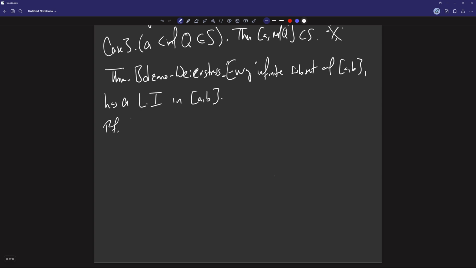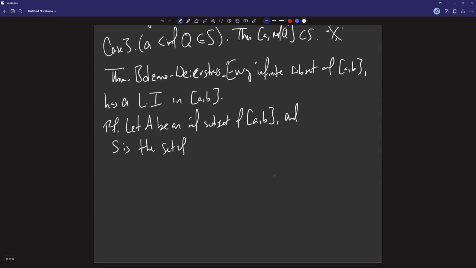So let A be an infinite subset of [a, b], and S is the set of x in [a, b] such that the intersection of A with [a, x] is infinite, implying it has a limit point. Then it suffices to show that S itself is going to be equal to [a, b], but the way that we could do that is by real induction.